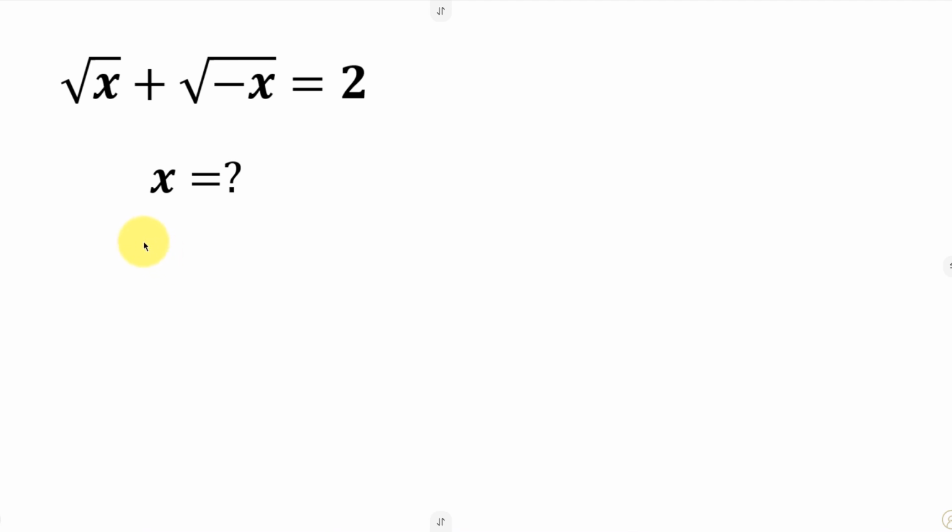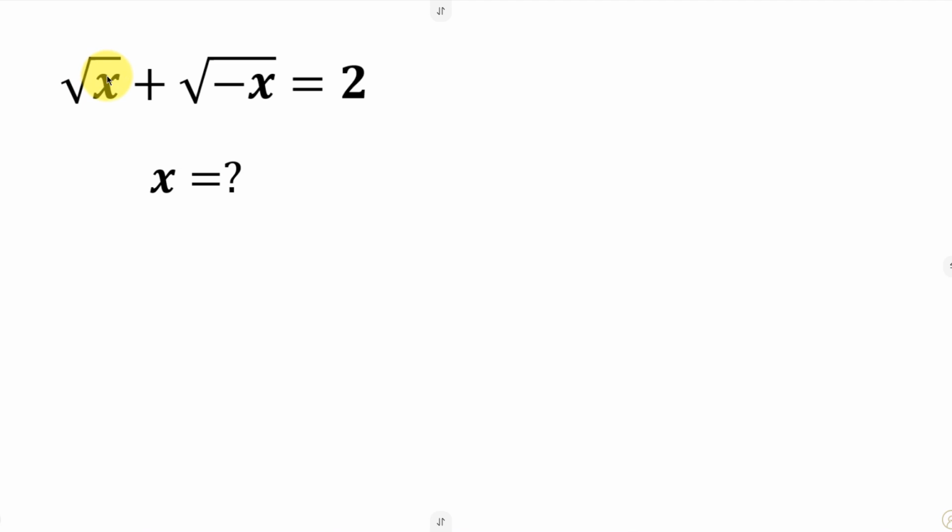We have this interesting question that says, find the values of x that satisfy the square root of x plus the square root of negative x equal to 2. Now, take a good look at this equation.